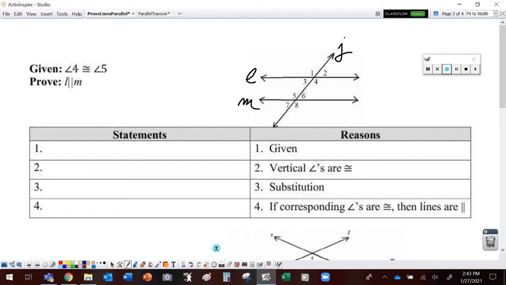Now, they tell us that angle 4 and angle 5 are congruent, and they want us to prove that lines L and M are parallel. Well, we know that with any proof, we have to start with the given information. So we'll start with saying that angle 4 is congruent to angle 5. Okay, and that's a given.